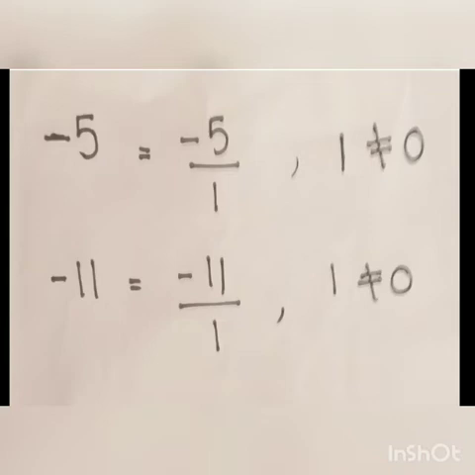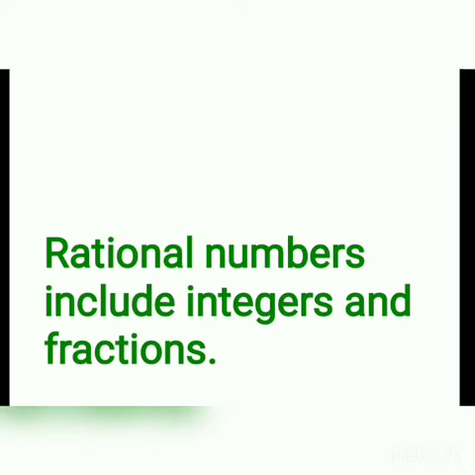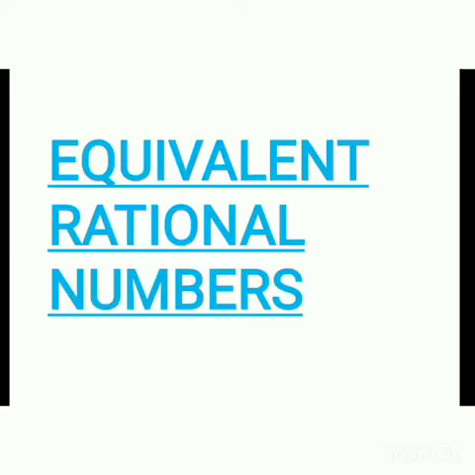Now, how can we write negative 5 in the form of a rational number? Negative 5 can be written as negative 5 by 1, isn't it? 1 is not equal to 0. That means we expressed negative 5 in the p by q form. Then we can say negative 5 is a rational number. Similarly, negative 11 can be written as negative 11 by 1, where 1 is not equal to 0. So all the integers can be expressed in the form p by q. So we can say rational numbers include integers and fractions. So in rational numbers, what all do we have? Integers and fractions.